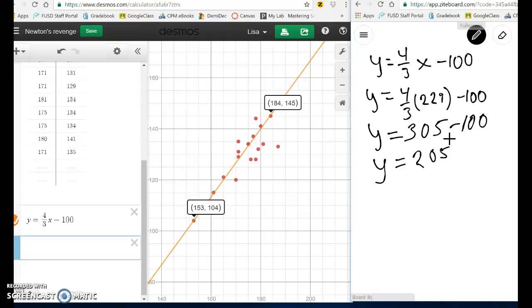Now, this Desmos calculator will find the best fit line for us. It will actually do some calculations. So I just want to demonstrate real quickly how that is done. It's a really nice feature.